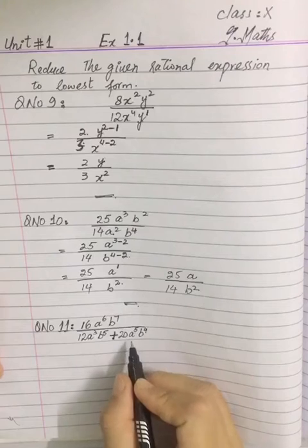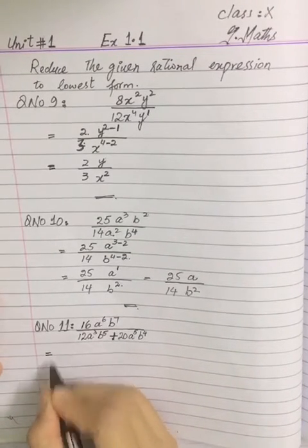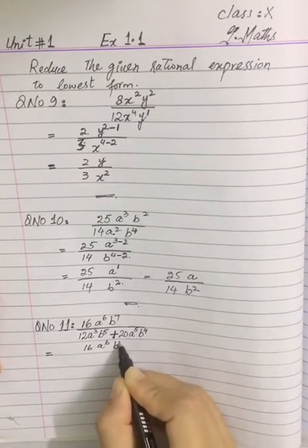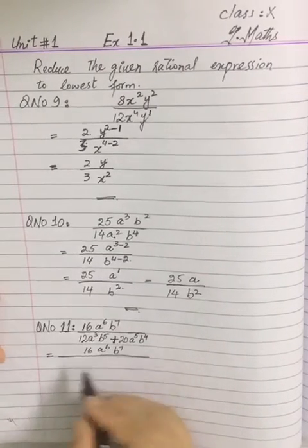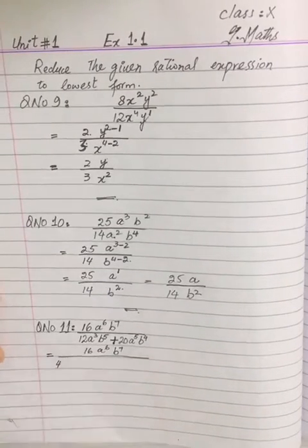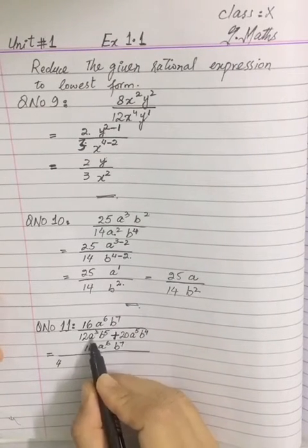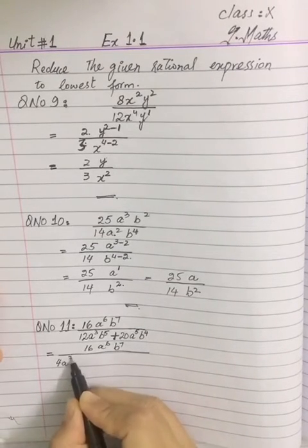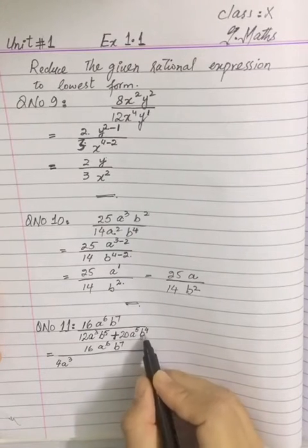What I have to do is take common if anything is common. A raised to power 6 b raised to power 7 as it is. Here 4 is common, so I will take 4 common. From variable a raised to power 3 and a raised to power 5, among them a raised to power 3 is common. The variable b raised to power 5 and b raised to power 4.